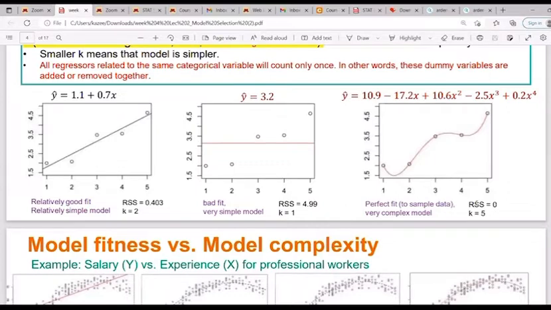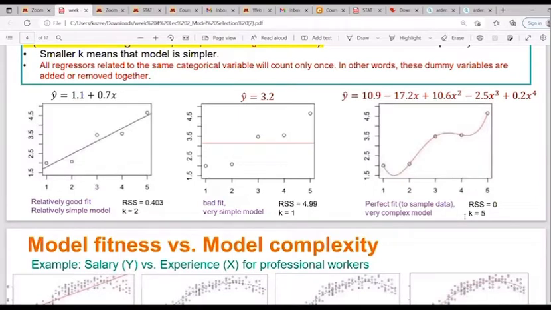And what is the takeaway now? When k is increasing, when the number of regressors is increasing, you're going to see that the RSS is going down. When the number of regressors goes up, the RSS basically goes down. When k equal to 1, you have RSS of 4.99. When k equal to 2, you have RSS of 0.403. And when k equal to 5, you can see the RSS actually equal to 0.